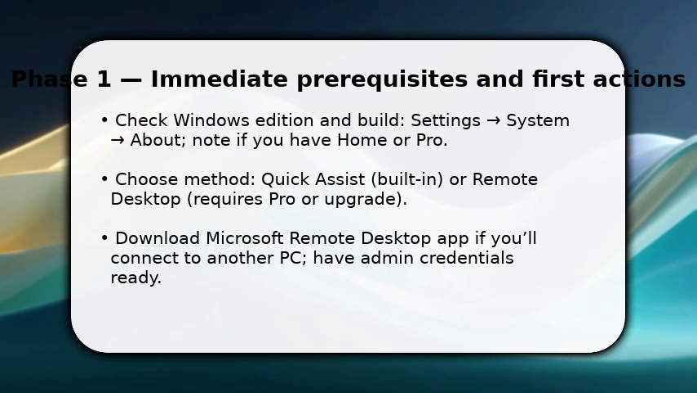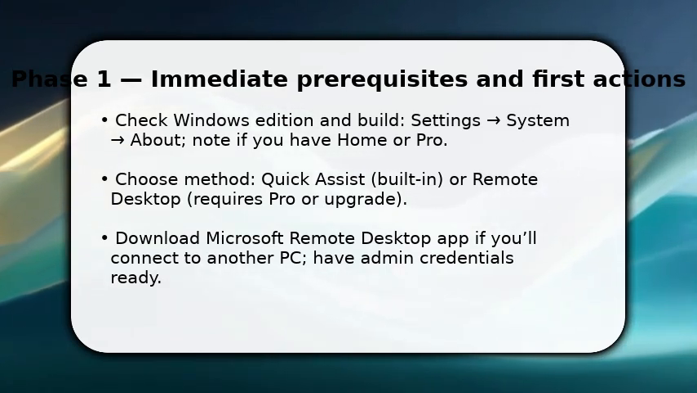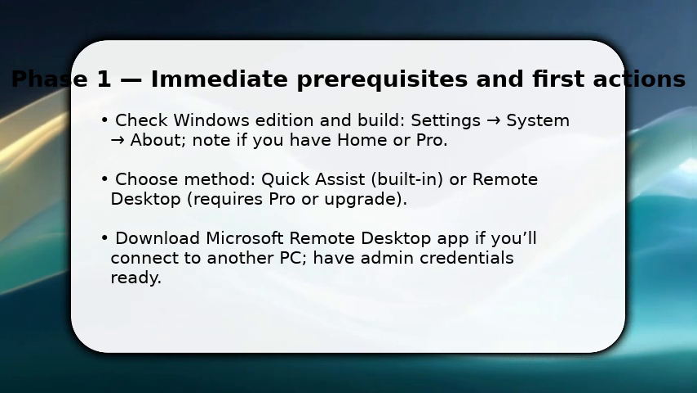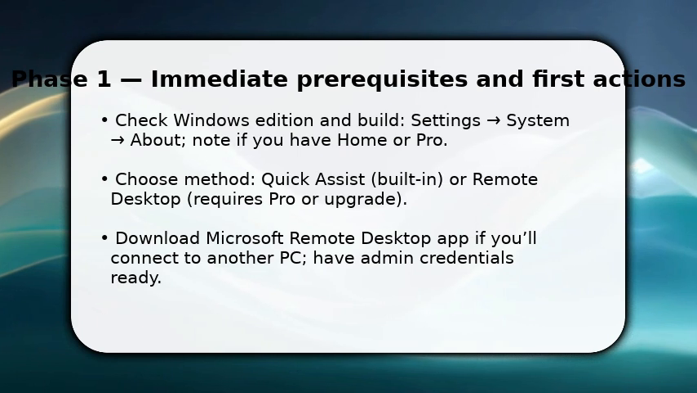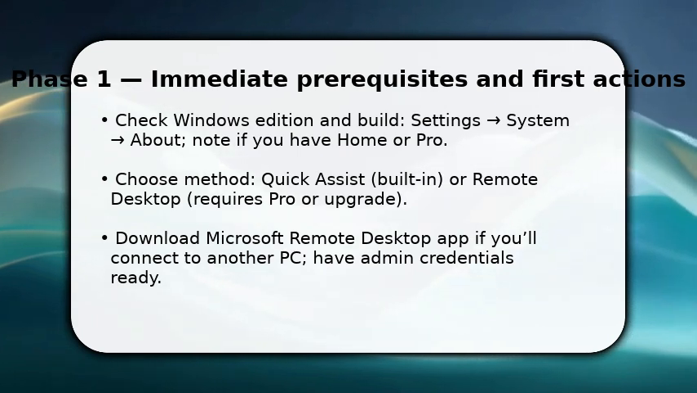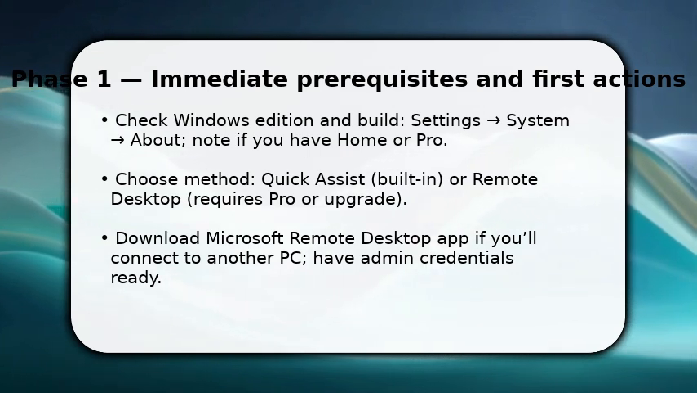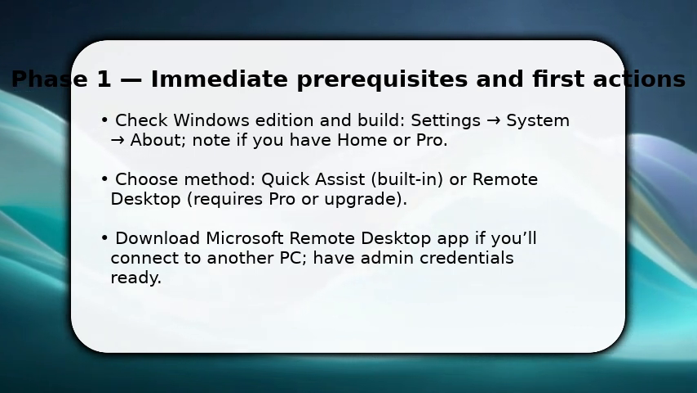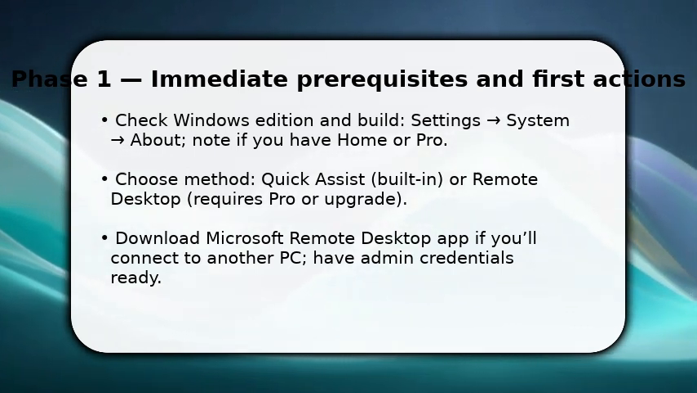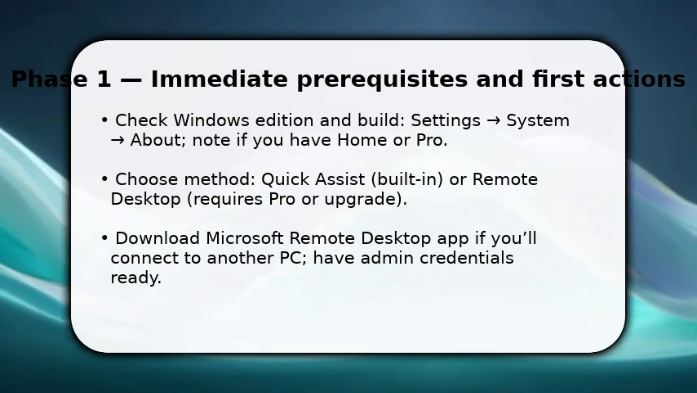You start by confirming your edition and intent. Windows 11 Home cannot host classic Remote Desktop without an upgrade, while Pro can. Once done, choose Quick Assist for quick screen sharing, or plan to upgrade to Pro or use third-party tools for full RDP. Make sure you have admin credentials, the target PC's user account, and the Remote Desktop app downloaded if you'll initiate a connection. This step saves time and avoids wasted setup later.